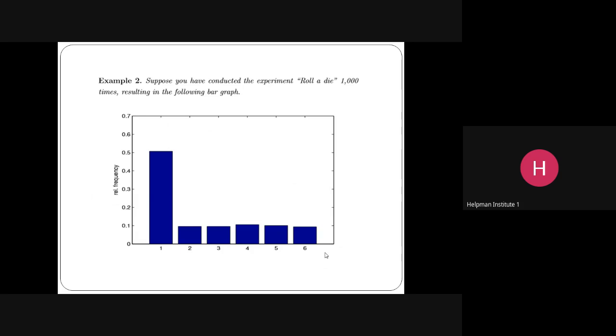Here we see a 2 having a frequency of almost 0.1. That's like 100 times, which is also the same for 3, 4, 5, and 6, though for 4 and 5 it looks a bit higher. But we are not actually interested in the exact value, but in having an idea or a picture of the definition of relative frequency that we're talking about.